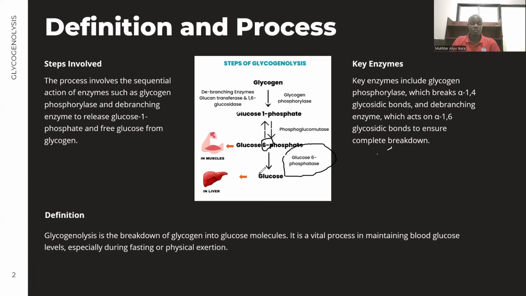Of course, at the end, we are going to have the free glucose, and this free glucose from the liver can easily be transferred from the liver to the other cells of the body, especially blood, for the maintenance of that blood glucose level. So we should understand that the glycogen from the liver is involved in maintaining the blood glucose level, while that of the muscles is involved in generating energy only in the muscles.